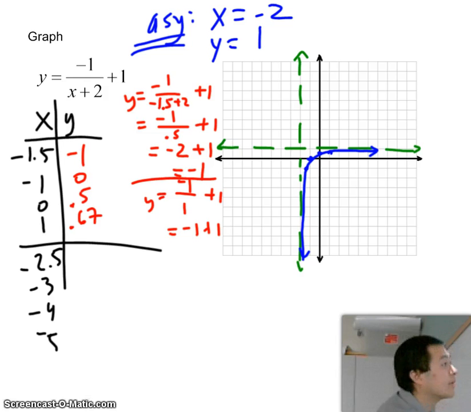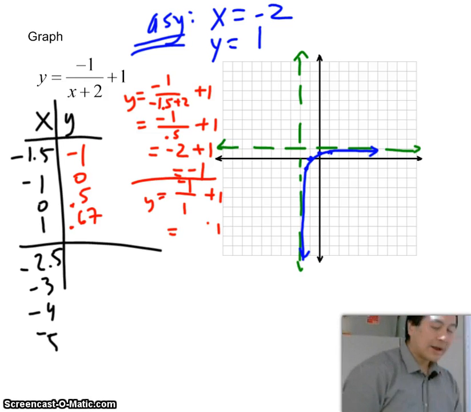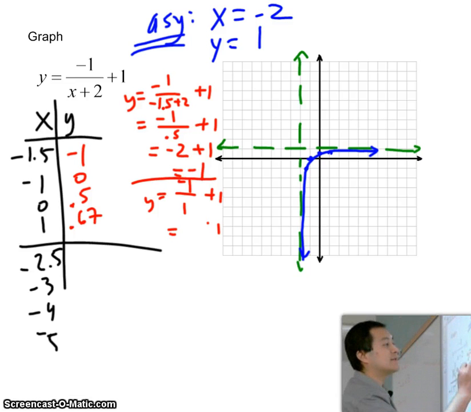Alright, plug in your next number. -2.5. How much time I have? Oh, running out of time. Alright, so I ran out of time. But plug in your next number and you should get something like this. And then you should get your other curve.